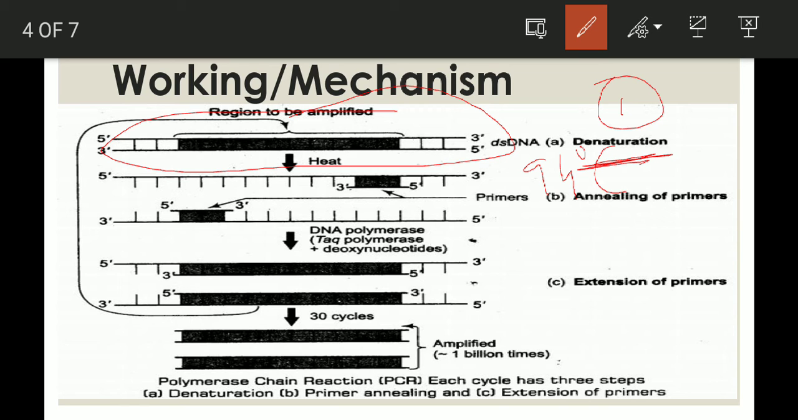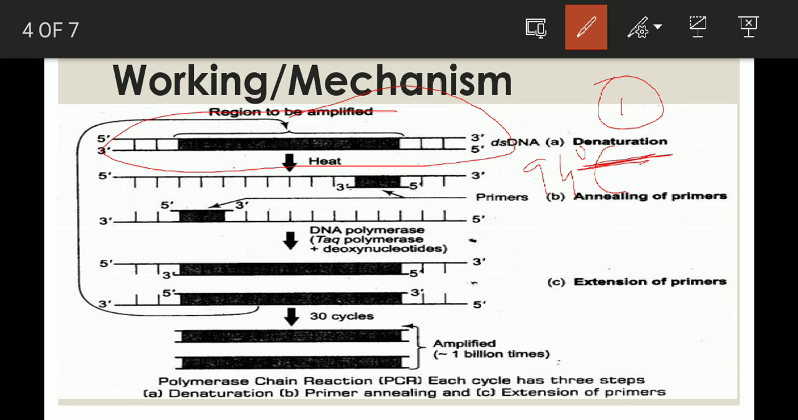Now each of the two strands of the DNA acts as a template for a new DNA strand. So this step is known as denaturation. Basically, in this there is breakdown of hydrogen bonds. When we heat the DNA template, breakdown of hydrogen bonds takes place.